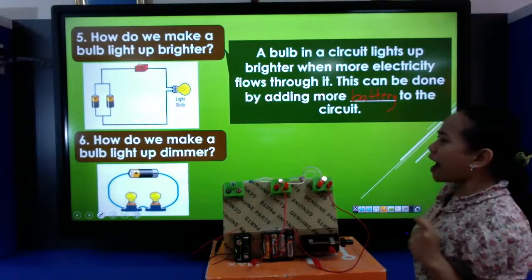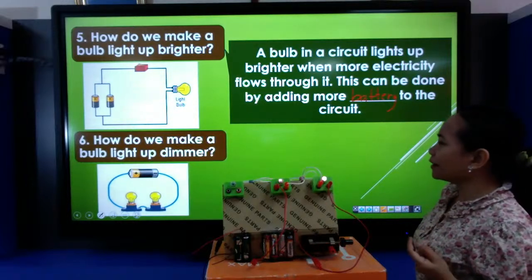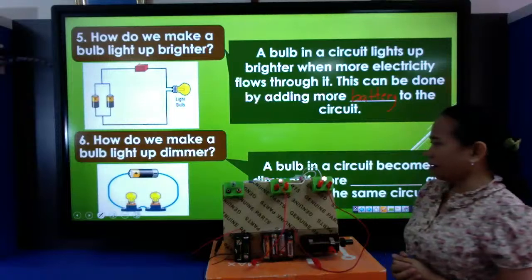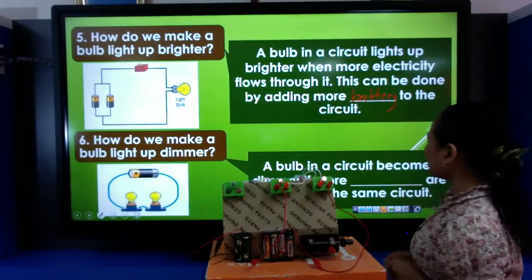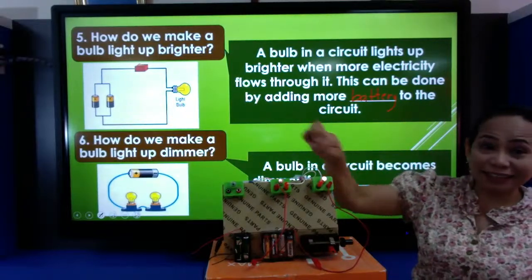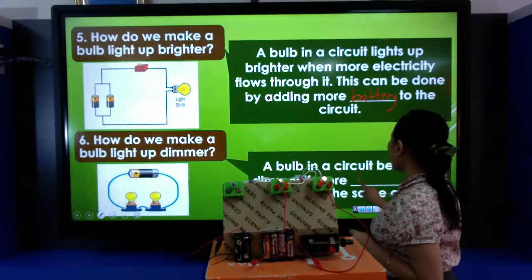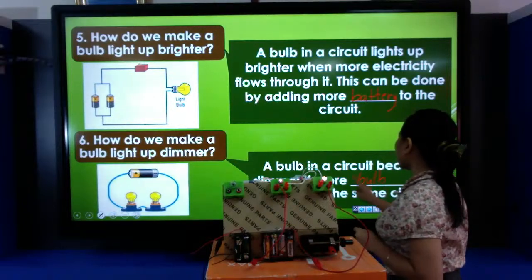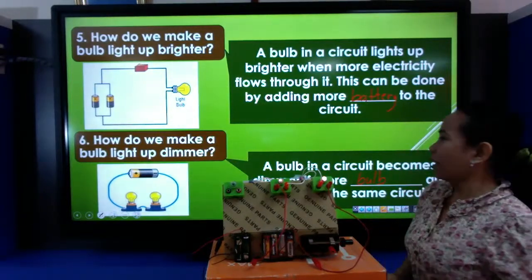Number 6, how do we make a bulb light up dimmer? Of course, by adding more load. So add more bulbs, and it produces a dim light.